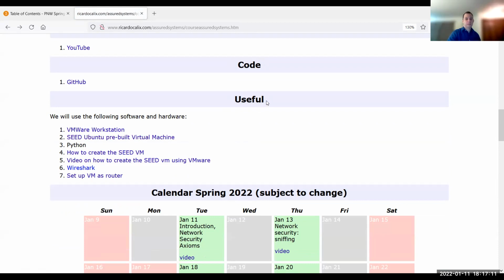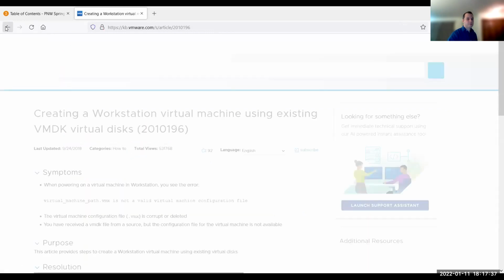So I usually create this category, Useful. It usually means questions that I get often from students, right? Several students will usually ask the same question. So, how to get VM workstation, the SEED Ubuntu pre-built VM, how to get it, how to create a SEED VM. I think this is for VMware, if I remember. Yeah, this is for VMware.